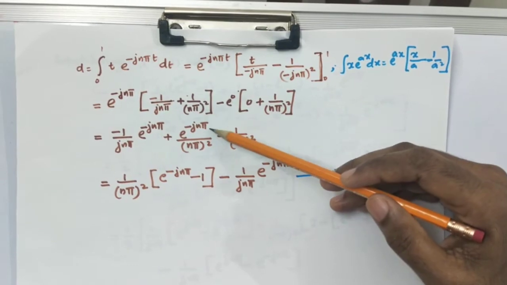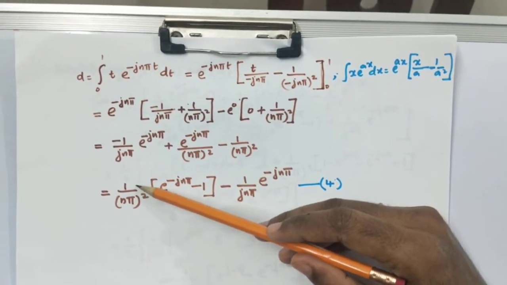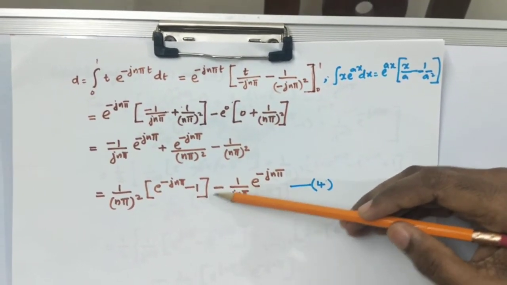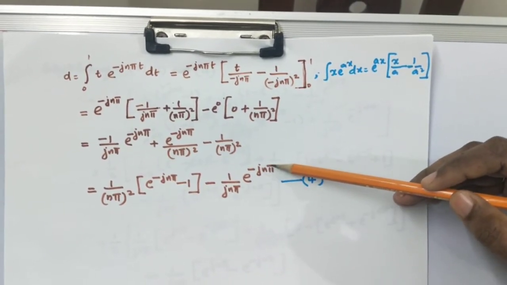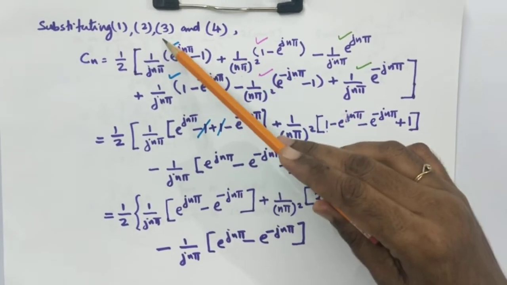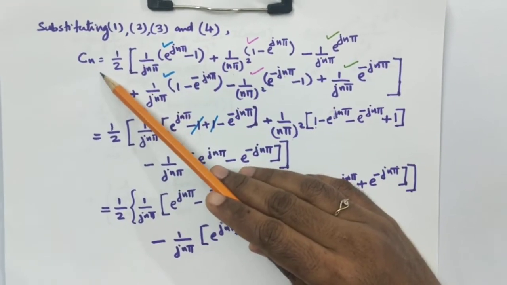So we will be getting the term just before the last case, 1 by n pi the whole square into e raised to minus j n pi minus 1 minus 1 by j n pi into e raised to minus j n pi. The expression for substituting the values 1, 2, 3 and 4 in the equation for Cn.